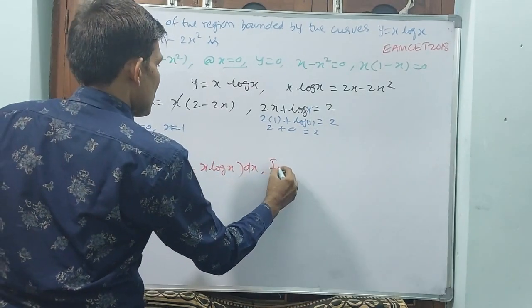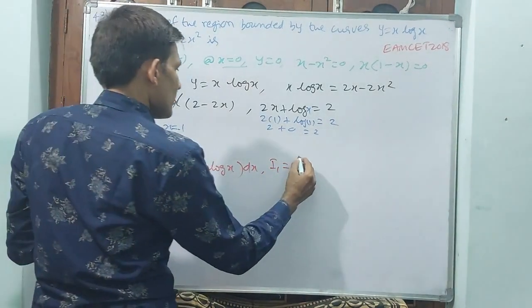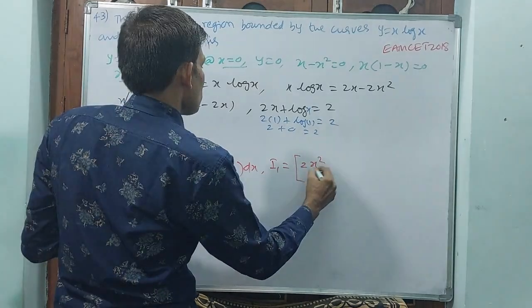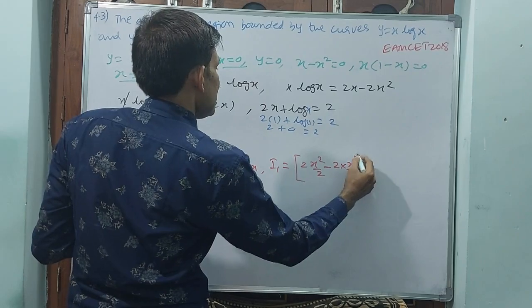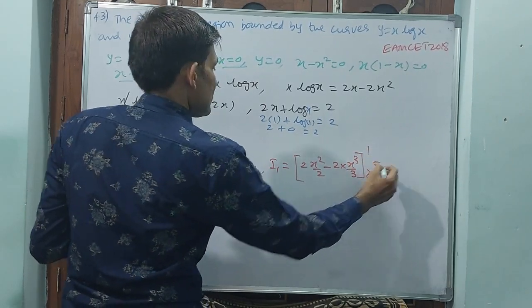Okay, I1 I am doing. I1 is equal to 2x square by 2 minus 2 into x cube by 3, from 0 to 1. That is equal to.